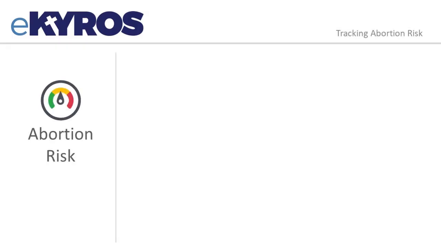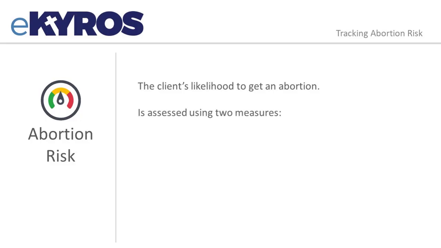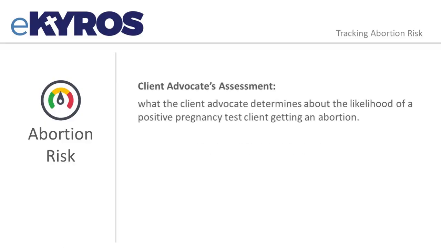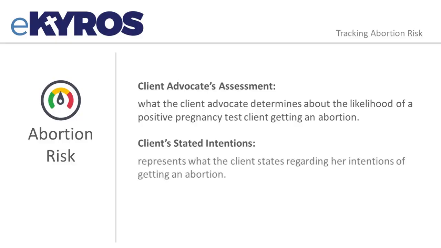First, a client's abortion risk simply refers to the client's likelihood to get an abortion. The client's abortion risk is assessed using two different measures, the client advocate's assessment and the client's stated intentions. So let's talk about the difference between these two. The client advocate's assessment is what the client advocate determines about the likelihood of a positive pregnancy test client getting an abortion. The client's stated intentions, on the other hand, represents what the client states regarding her intentions of getting an abortion.